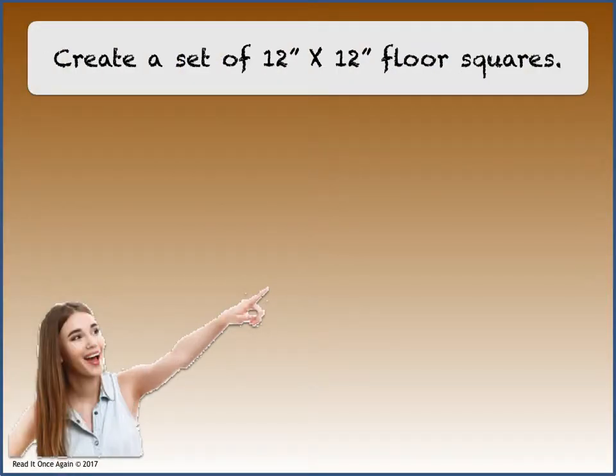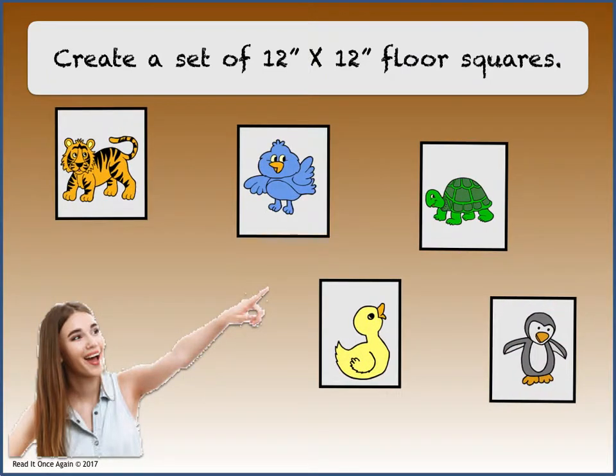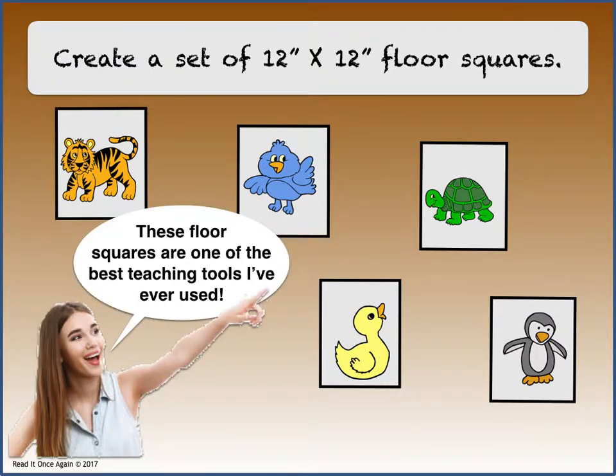Here is the perfect solution that can prevent multiple behavior problems. Create a set of floor squares. You can put the printout of the animal in the center of a 12 by 12 square of matting board, canvas art panel, or similar material and cover with contact paper. If you place them on carpeting, put Velcro on the back to keep them from slipping. If you place them on the hard flooring, put rubber shelf lining on the back to keep them from sliding.